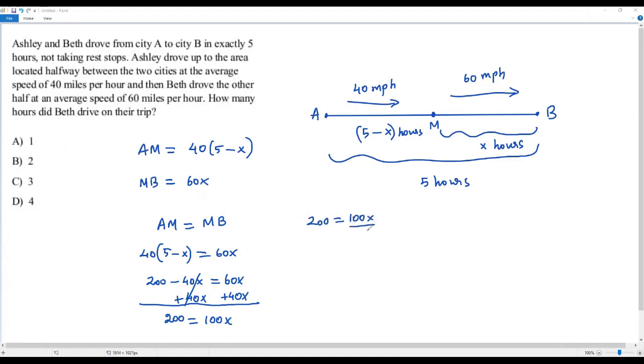Okay, my aim is to solve for X. For that, I have to divide both sides of this equation by 100. Then this 100 will cancel out. When I divide 200 by 100, I am getting 2. On the right side, we get X. I got X equals 2.